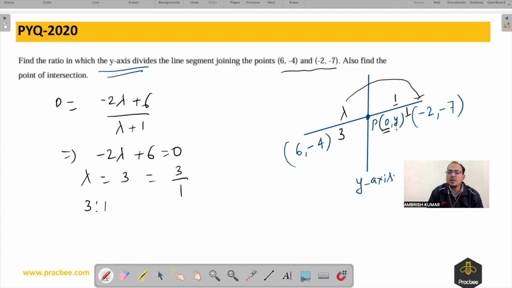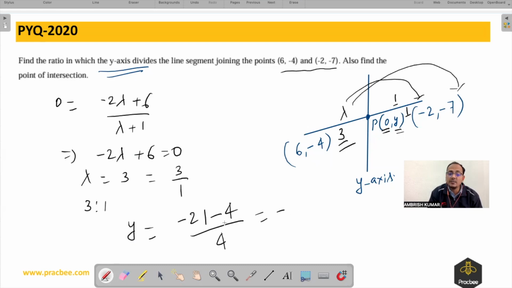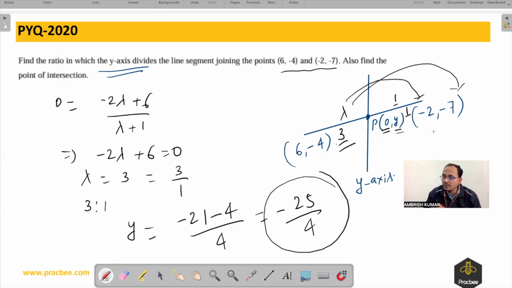Now apply the formula for the y coordinate. This y coordinate is going to be lambda times negative 7, that is 3 times negative 7. So 7 into 3, 21, negative 21, and then 1 into negative 4, divided by 3 plus 1, 4. So it's negative 21, 4, negative 25 divided by 4. This is the y coordinate, right? Just this: 3 into negative 7, negative 21, 1 into negative 4, negative 25 by 3 plus 1, 4. That's it.